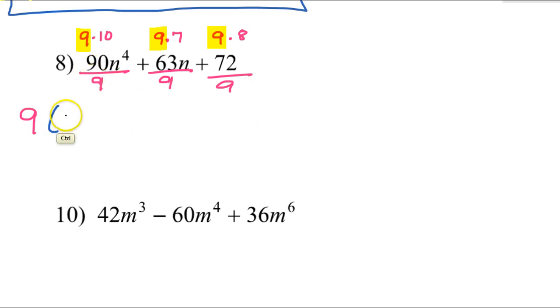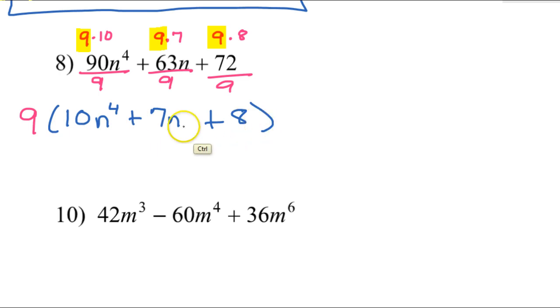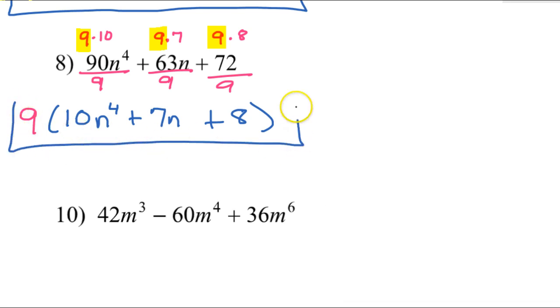Anyway, if you divide all of these by 9, that will be 10n to the fourth power plus 7n and then plus 8. Now, 10, 7, and 8, is there anything else that I can divide all of these by? No. If there was, I would pull that out as well and multiply. But this is the final answer.